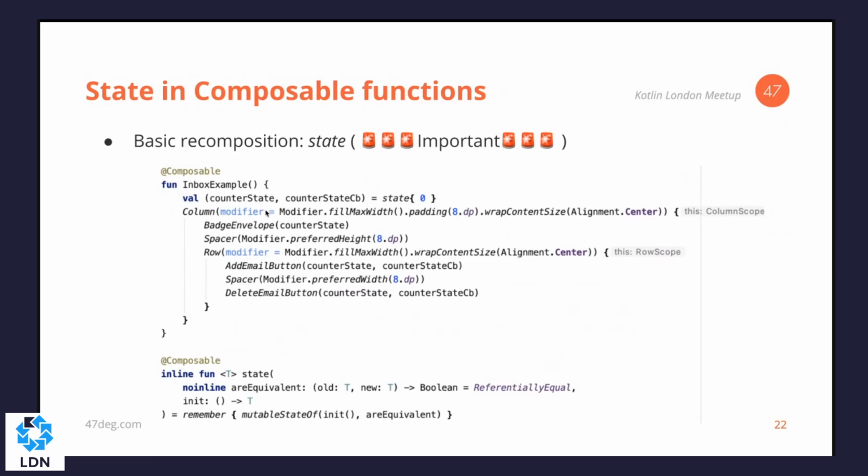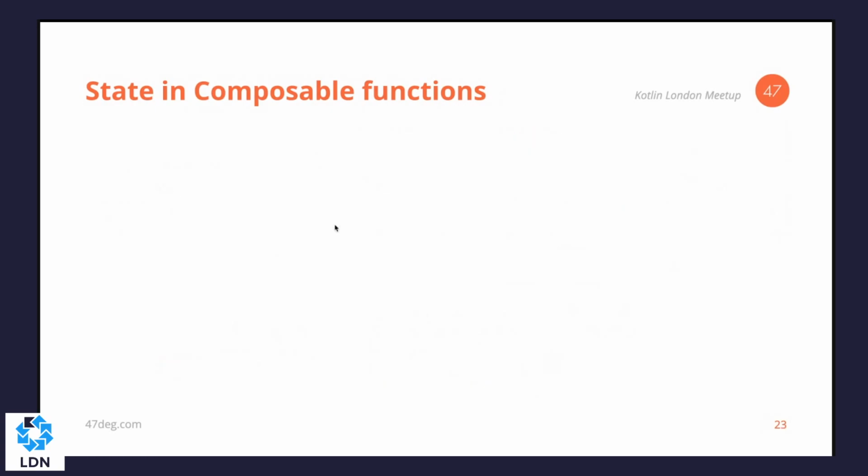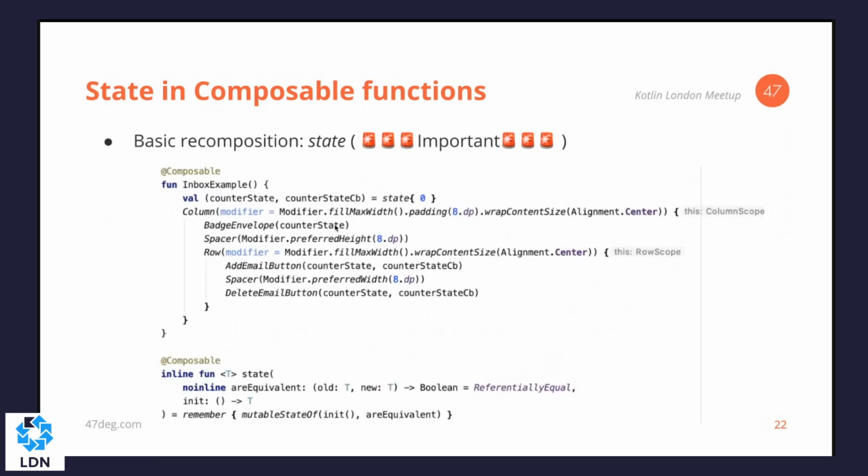So knowing this, if we want to render the badge envelope, we need to use this counter state value. And based on this value, as we said before, we don't have to take into account the previous state. It will be rendered with this input, and that's it. And to modify these numbers, I have created two buttons, one to add emails and another one to delete. And through this button, using the counter state callback, we will be able to alter this state.